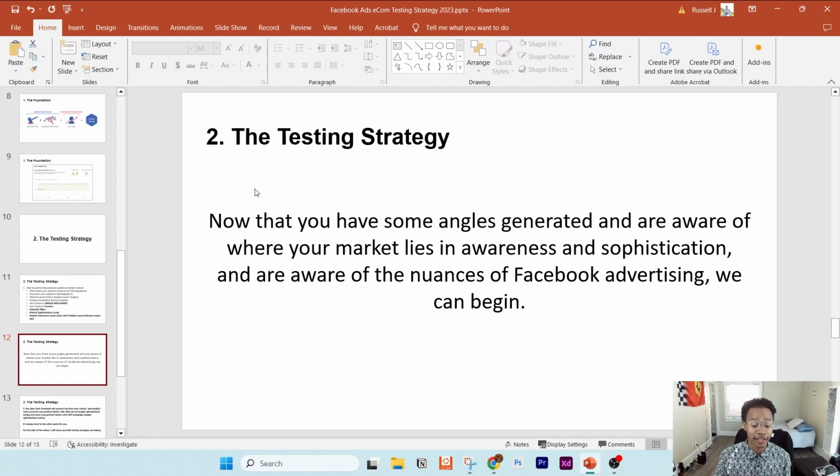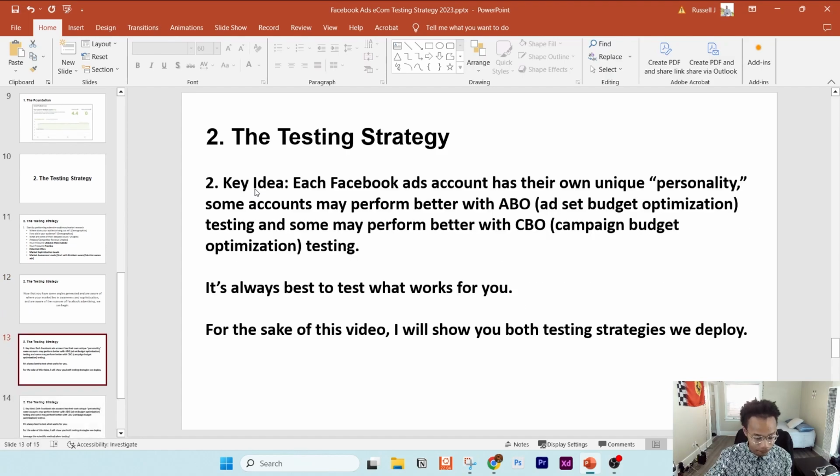Now that you have some angles generated and are aware of where your market lies in awareness and sophistication, and are aware of the nuances of Facebook advertising and the auction system, we can then begin. So here's another key idea that I'd like to impress upon you. Each Facebook ads account has its own unique personality. Some accounts may perform better with ABO testing, and some may perform better with CBO testing. It is in your best interest to test and see what exactly works for you.